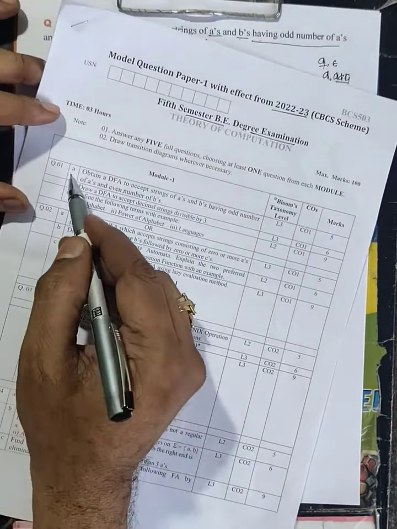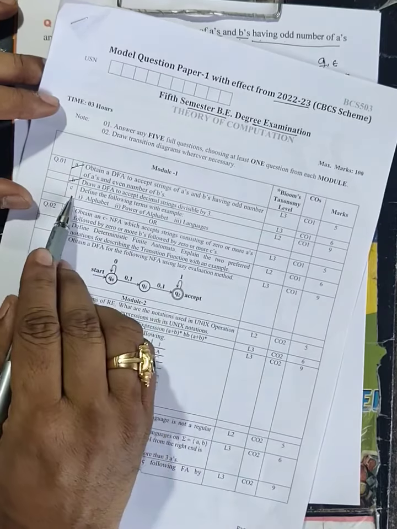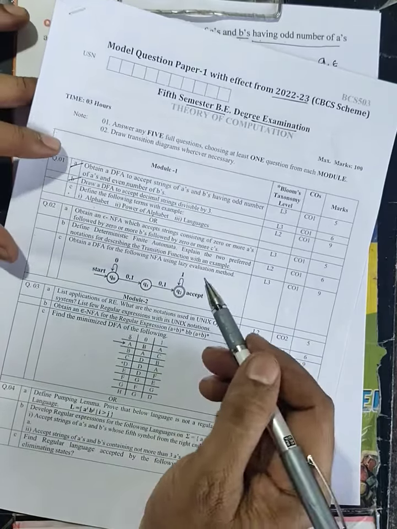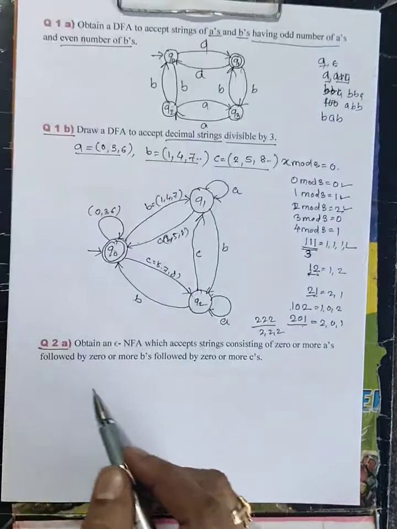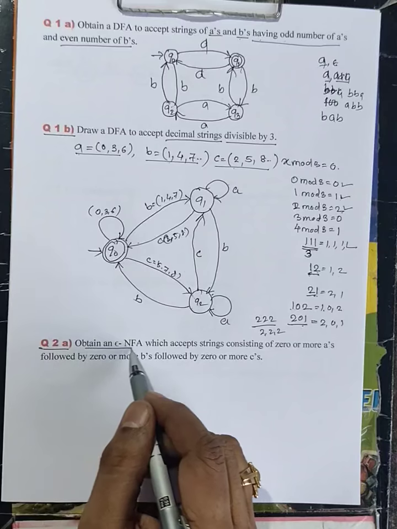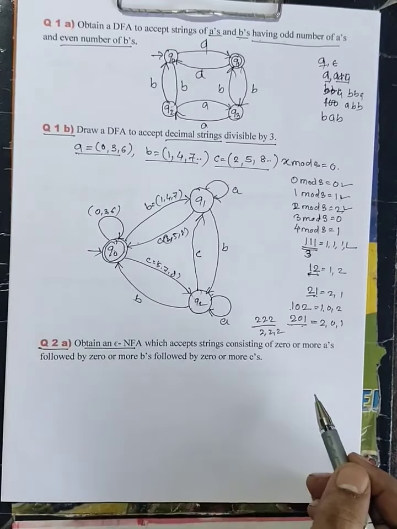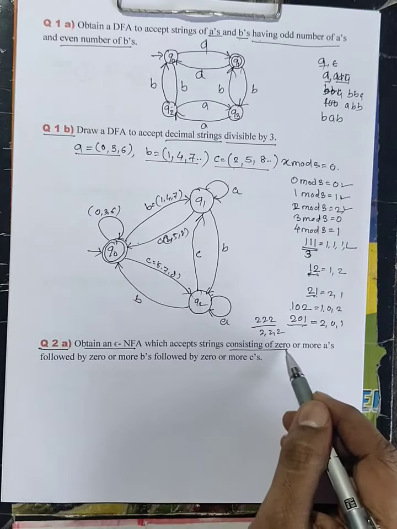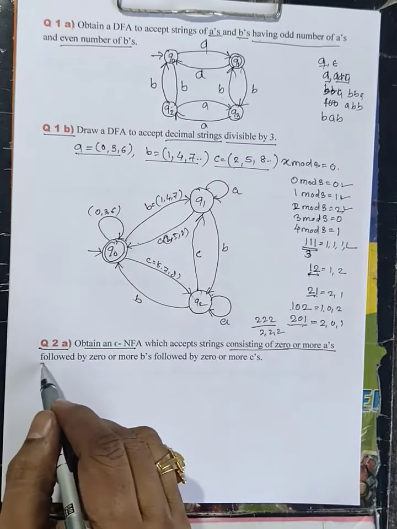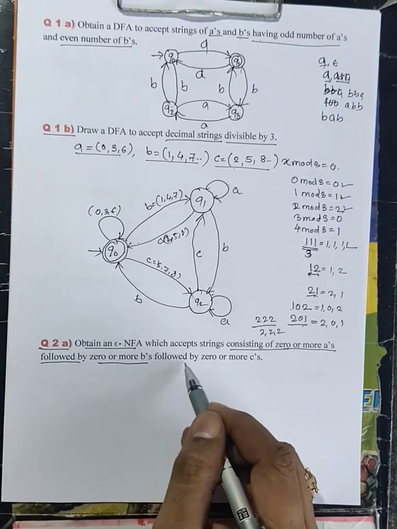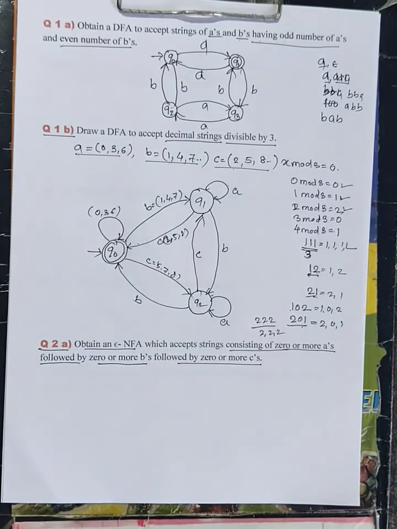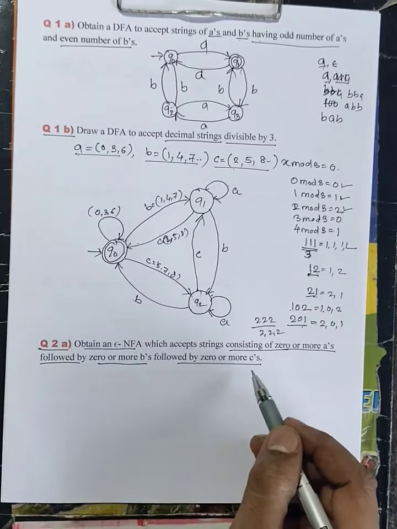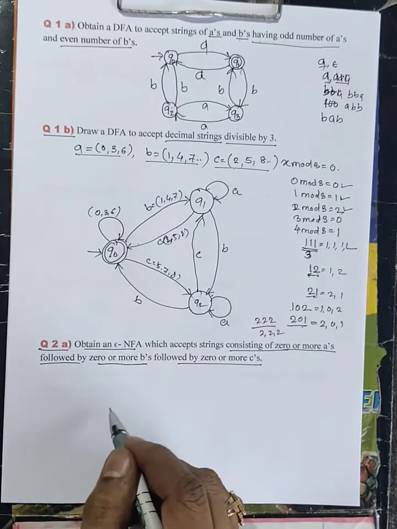Question number 3 is theory questions. You can read from the textbook. Next, question number 2A. Obtain epsilon NFA. Means we have to design an epsilon NFA which accepts the string consisting of 0 or more A's followed by 0 or more B's followed by 0 or more C's. What is the epsilon NFA for this?